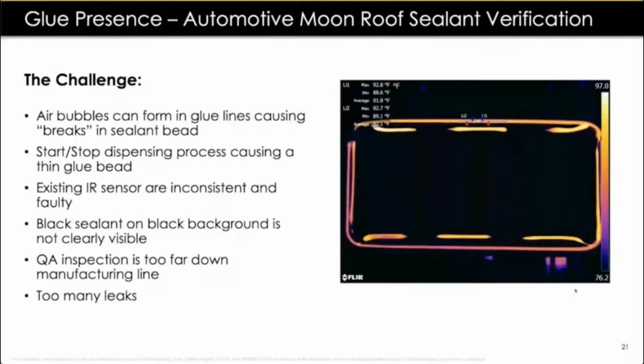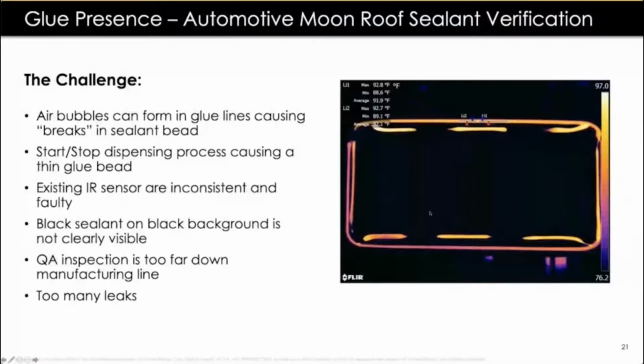Automotive moonroof sealant verification. I'll quickly go through this one. The problem here is air bubbles. If you've seen this, air bubbles can form in the lines, causing breaks and thin glue. Starting and stopping the dispensing process also caused thin glue. When the robot head started and stopped dispensing in certain areas, they got thicker blobs, and you can see that in the thermal image here, where you see the start and then the stopping. They didn't have a very controlled process, but they kind of knew that. This thermal image outlines that error.